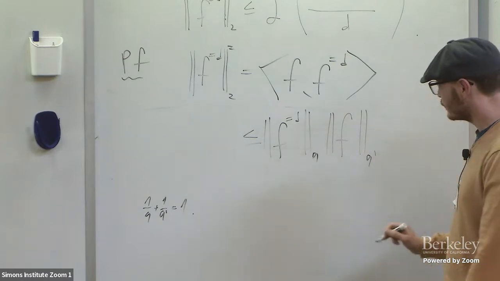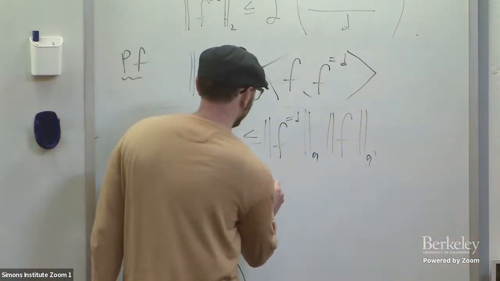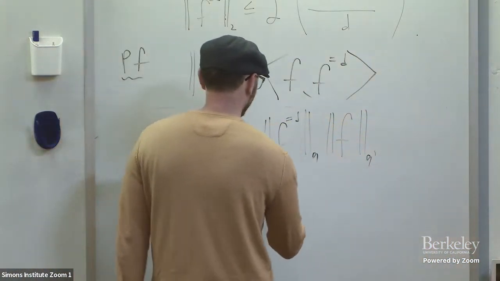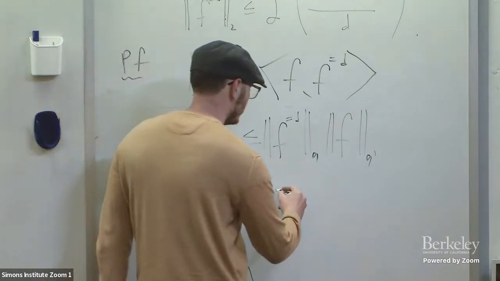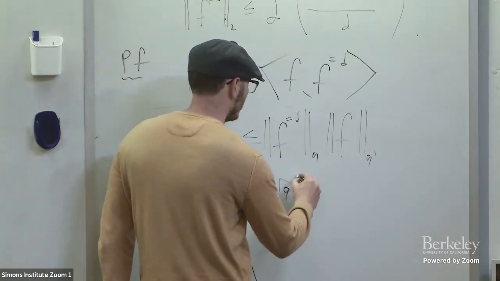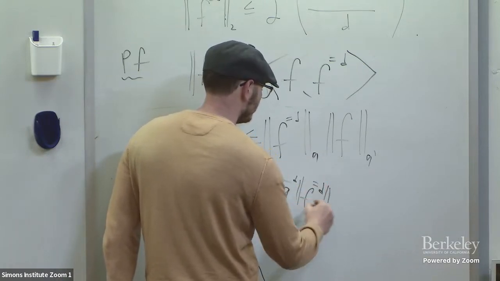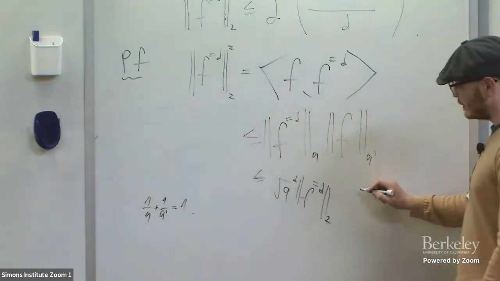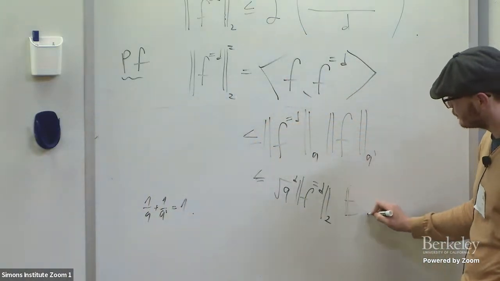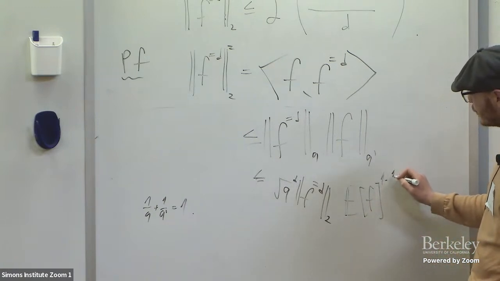And then we have to choose Q. But first, we can upper bound this part using hypercontractivity. So this is at most square root Q to the D times the 2 norm of F. And this part is the expectation of F to the power 1 minus 1 over Q.